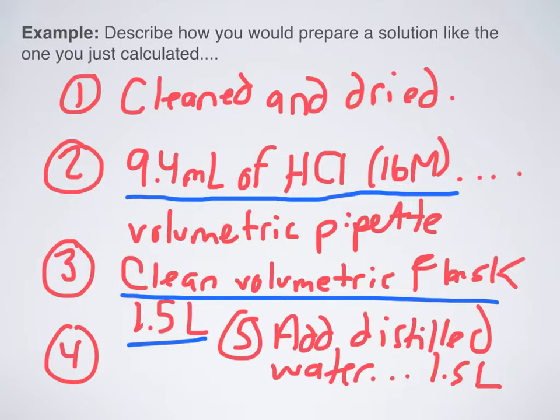So make sure you follow along with those steps. And again, like I said, I described it, so make sure you write those down. Clean and dried. Everything has to be cleaned and dried. 9.4 milliliters of this in a volumetric pipette, 1.5 liter volumetric flask, nice and clean. Add both of those together and add distilled water until you reach your final volume.